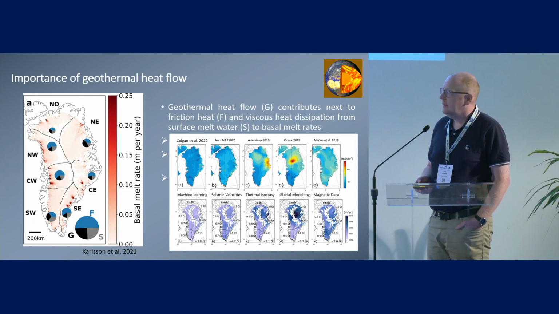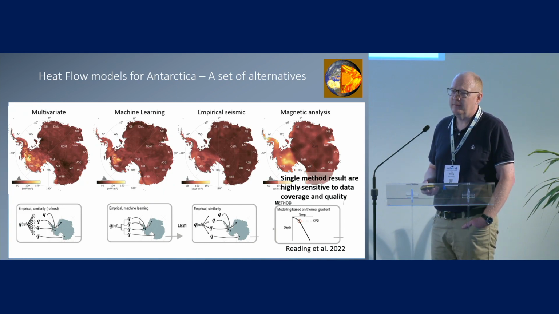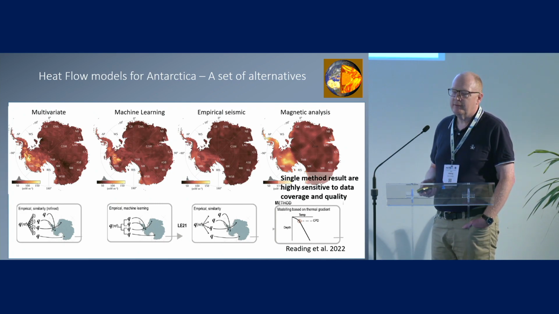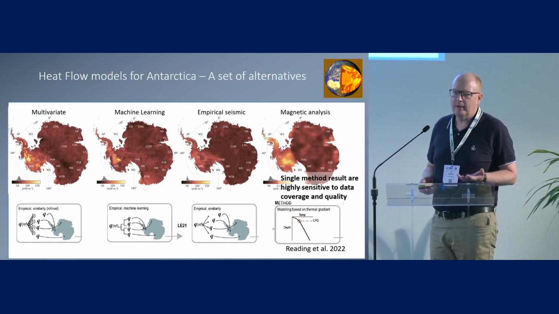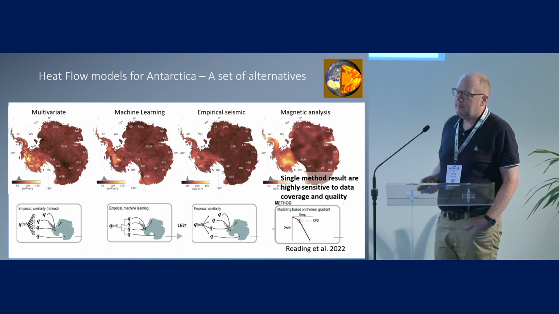Now, for Antarctica, the situation is similar. I just show 4 models. There are far more models that you can find in literature. These are, I would say, the 4 most recent models. 3 are based on empirical, machine learning, multivariate similarity analysis. The advantage is that these models are based on multiple data sets, and you make a statistical correlation with observed heat flow points, and there are only a few available. So that's the problem. On the other side, you have models which are, for example, based on magnetics.